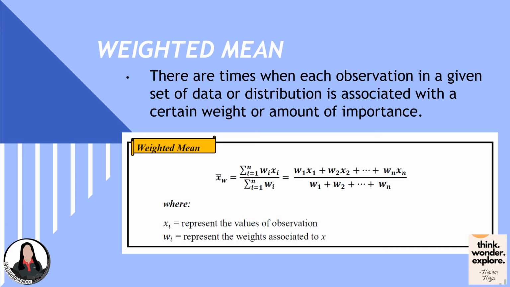So, for the weighted mean, this is the formula. The weighted mean is equivalent to the summation of W sub I times X sub I, where I runs from 1 to N, all over the summation of W sub I, where I runs from 1 to N. Simply, where X sub I represents the values of observation and W sub I represents the weights associated to X. So simply ganito siya. Mas madali siyang maintindihan kung ganito ang gagawin natin. Ilagay natin ang mga examples sa table.